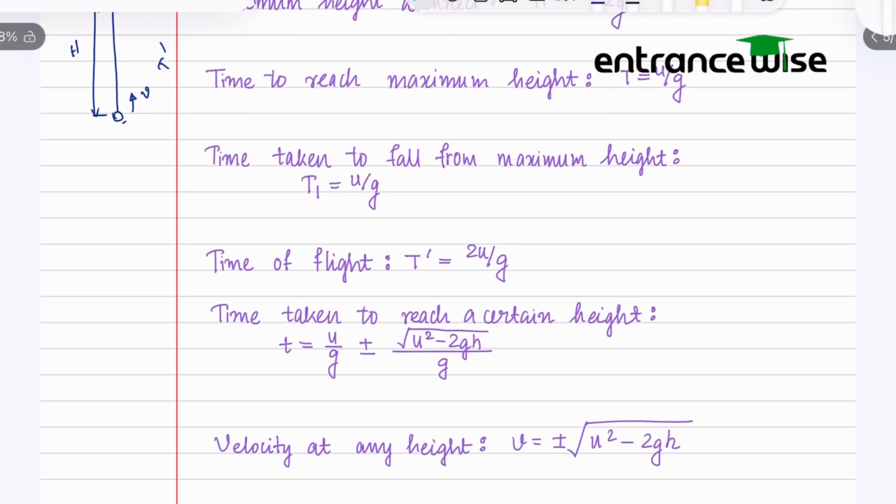Now the time taken to fall from a maximum height is equal to the time taken to reach that height under symmetric conditions. So we will get time taken to fall from maximum height is this one. So total time of flight is twice of this one.